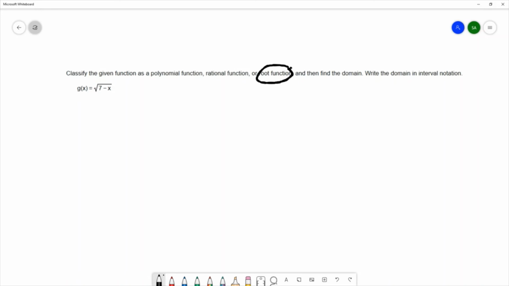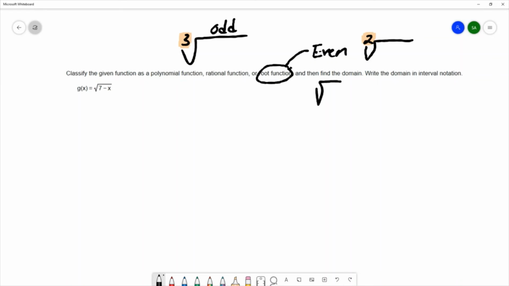Now more specifically, this is an even root. Because our function has a square root, instead of, for instance, a cube root, which would be odd. When we say even and odd, we're talking about the index on the radical. With square roots, we don't write the index down, but that index is a 2. So with even roots, we do have some restrictions. And our restrictions come from the square root of negative numbers.